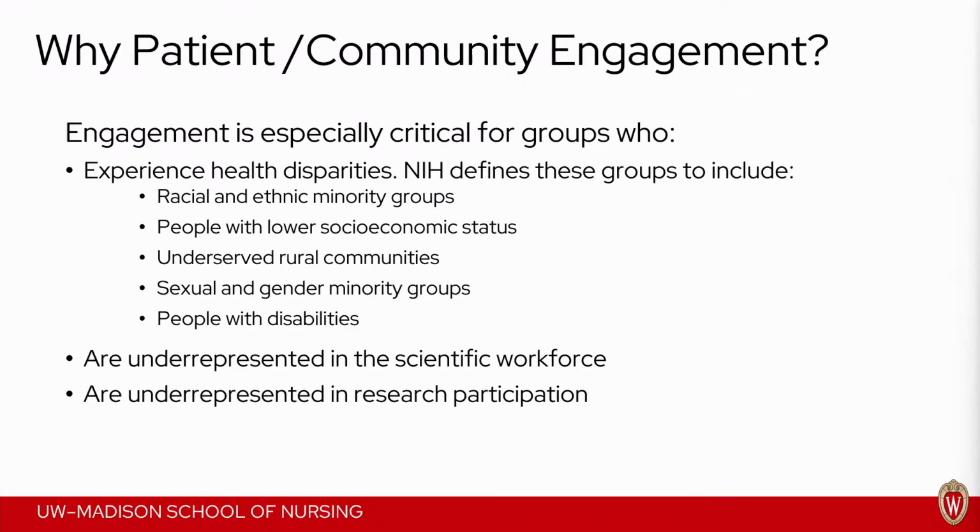One of the biggest reasons why we need to engage with communities and patients in research is to include those populations that are experiencing health disparities in our research. And there's a few reasons for that. These are the groups that NIH has defined as populations experiencing health disparities: racial and ethnic minority groups, people with lower SES, underserved rural communities, sexual and gender minorities, and just as of last year, people with disabilities are also included in this list.